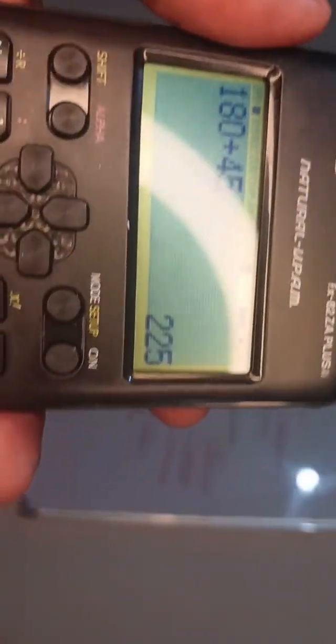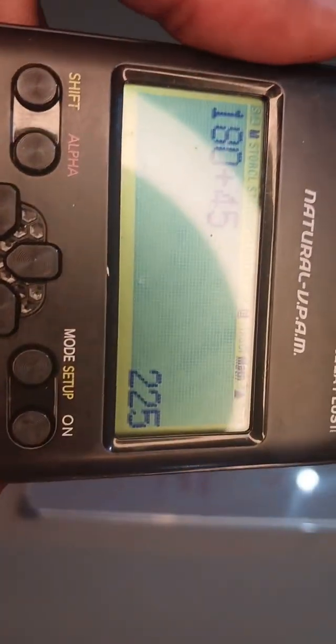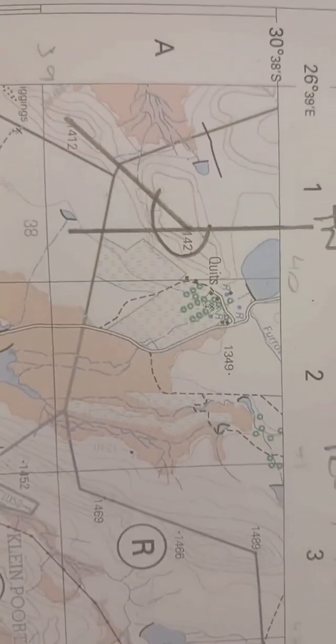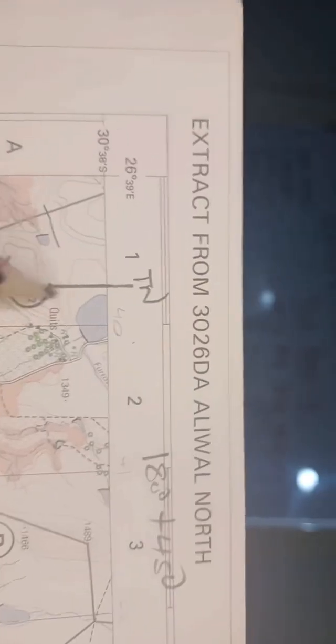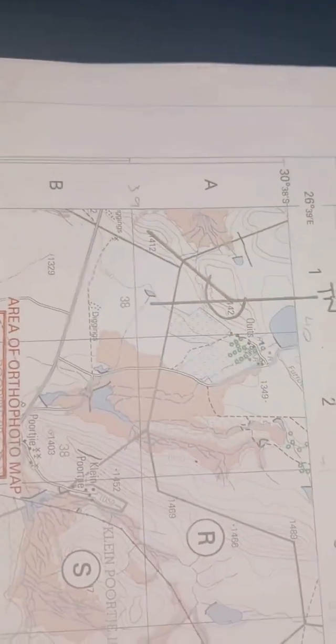180 plus 45. Can you see my answer? That will be my true bearing. Are you following? Are we together? What I have just done is I have measured in a clockwise direction, from here up to there. This gives me 180, a straight line, and this has given me 45. So are we together? Is this clear?